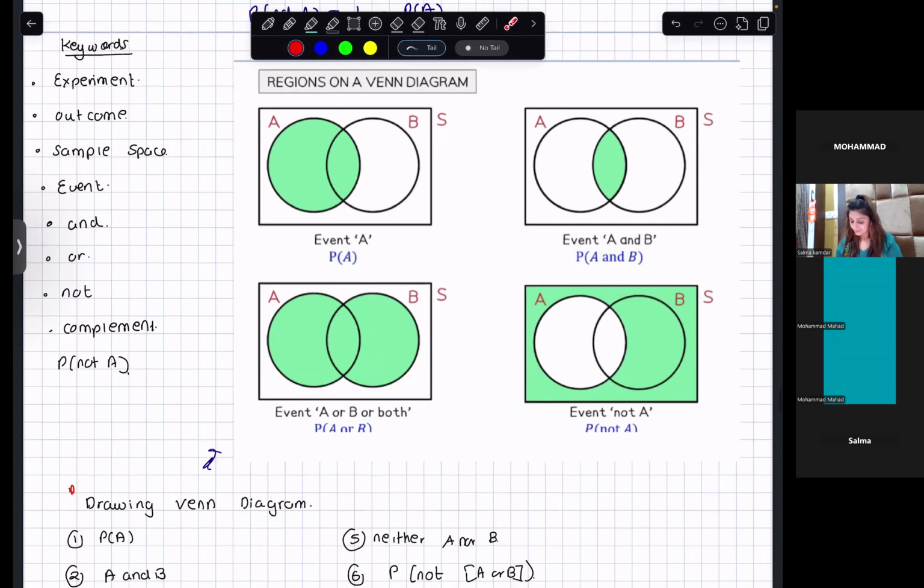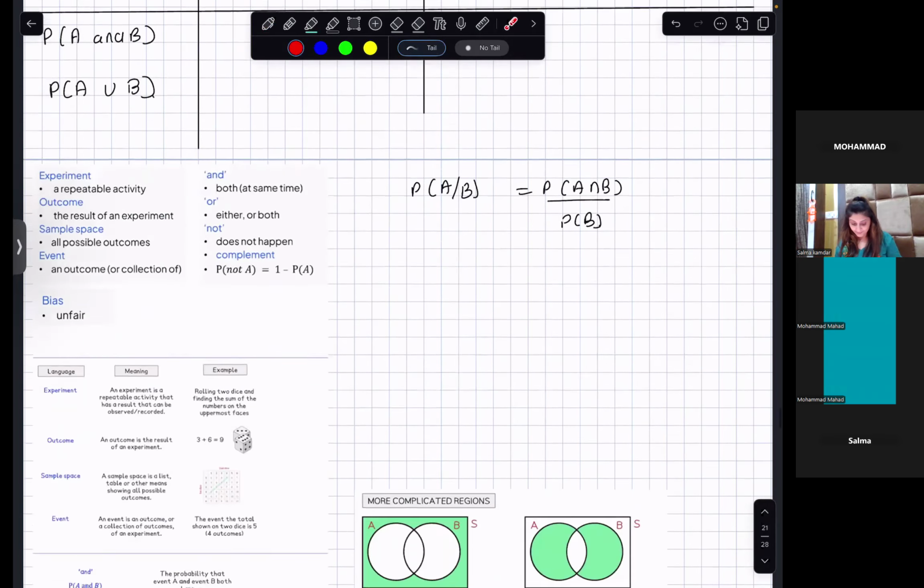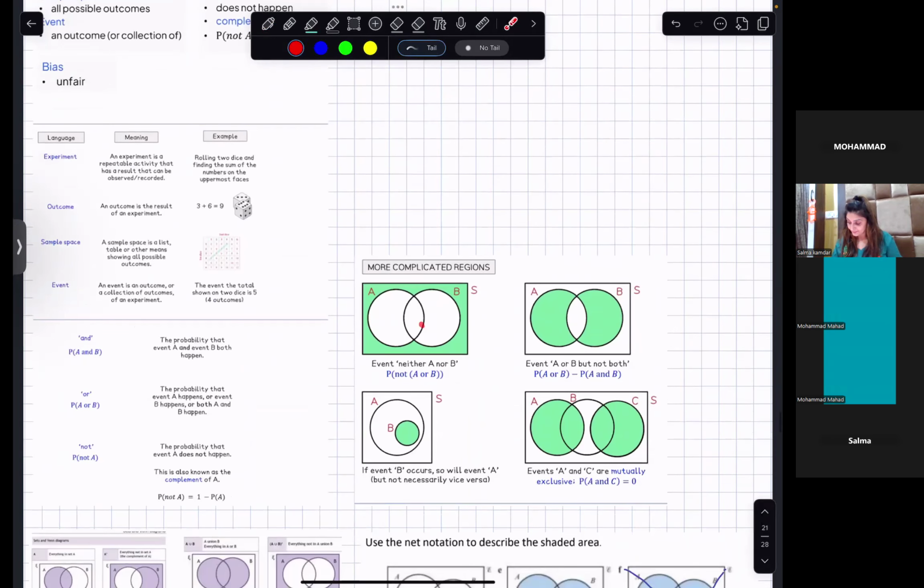Neither A nor B, so you would take everything except for A and B. So I take everything except for A and B. Here. A or B minus A and B.